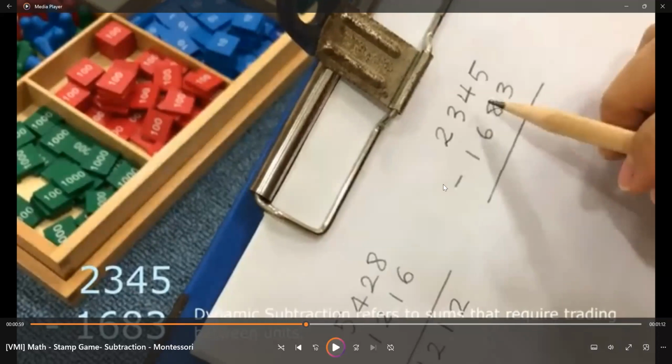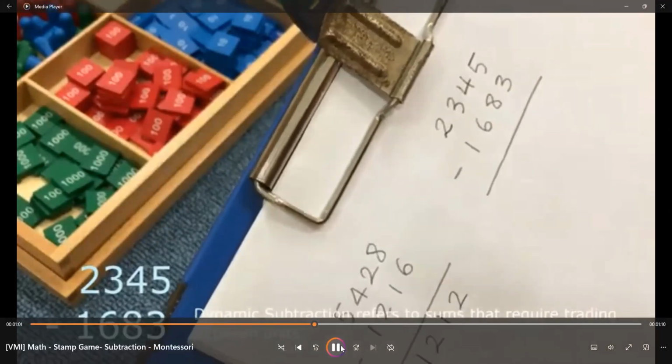2,345 minus 1,683. Now you tell me, is this static or dynamic? Dynamic, ma'am. Why is it dynamic? Because you would be borrowing. Correct. So we do that borrowing.